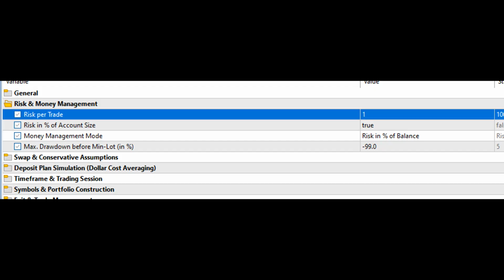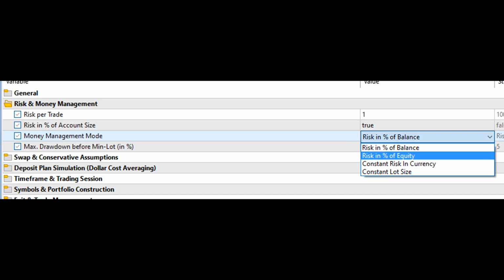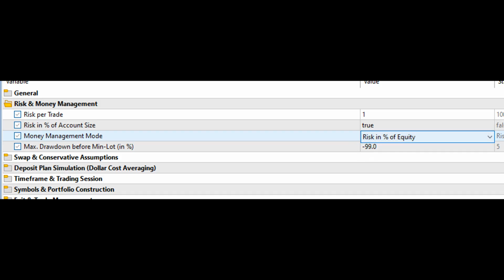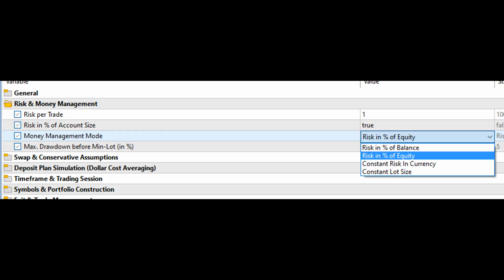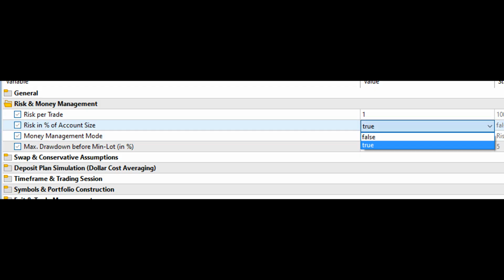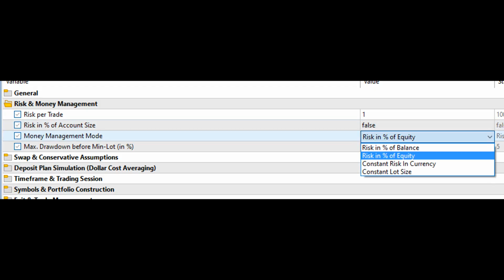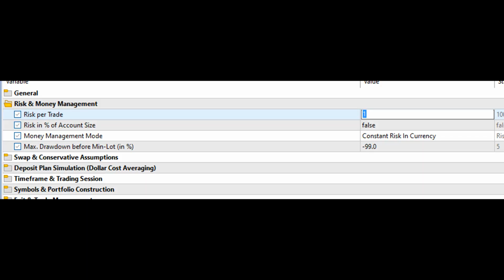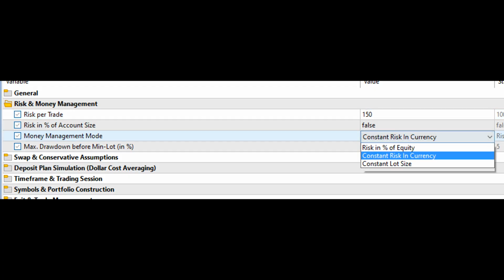If you switch to risk in percent of equity, the expert advisor also reacts to open profits and open losses, which can make position sizes more dynamic. If you use constant risk in currency or constant lot size, the position size does not change when the account grows or falls. In those fixed modes, drawdowns become easier to interpret in absolute terms, but you lose some of the natural compounding behaviour.